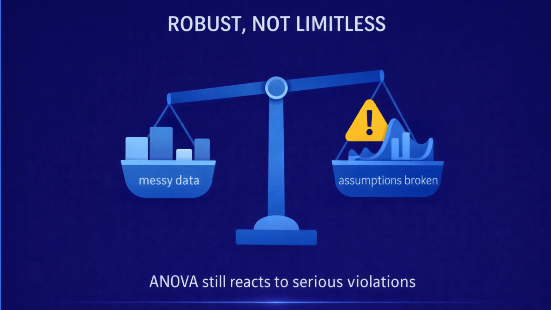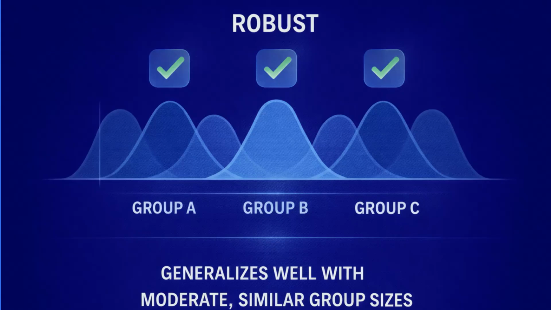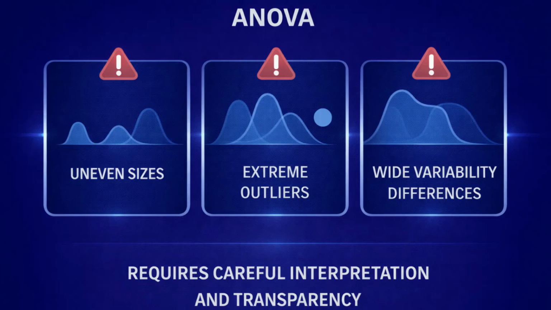ANOVA is often described as robust, meaning it can still perform reasonably well even when real-world data are not perfectly ideal. This does not mean assumptions do not matter. It means small departures from normality usually do not seriously affect results, especially when group sizes are moderate and fairly similar. ANOVA becomes less forgiving when group sizes are very uneven, when there are extreme outliers, or when variability differs widely across groups. Those conditions require more careful interpretation and transparency.